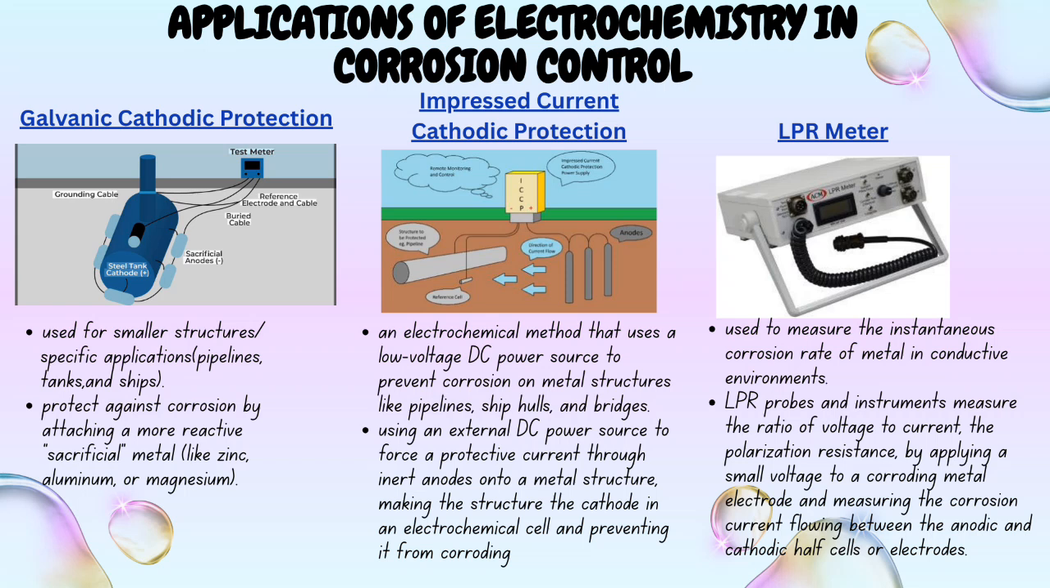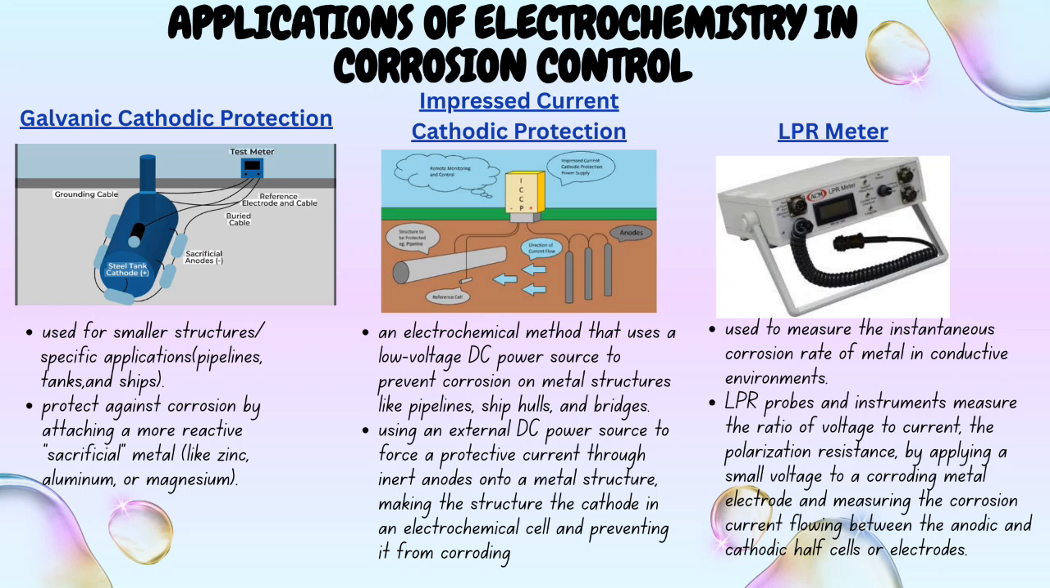The second method is impressed current cathodic protection. For larger structures like bridges or storage tanks, we use an external DC power source to force protective current onto the structure, making it a cathode and stopping the corrosion reaction entirely.